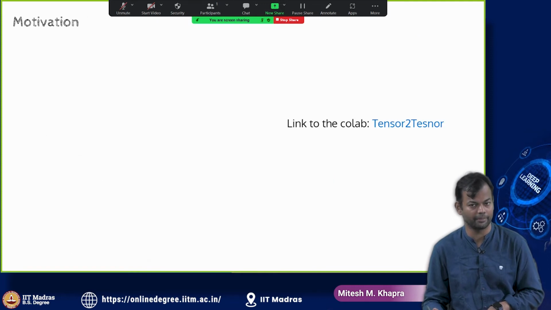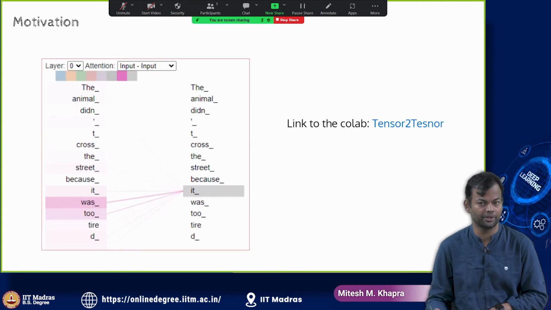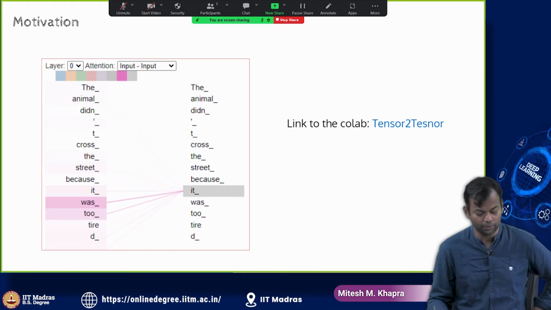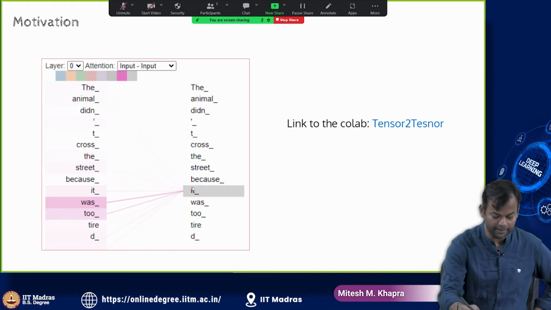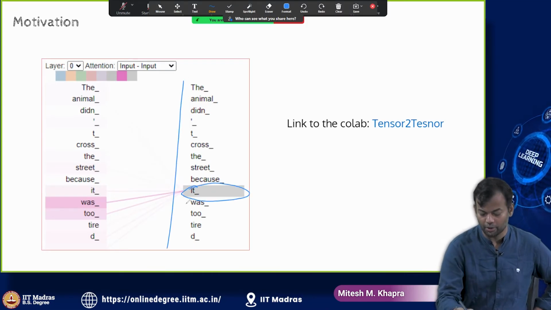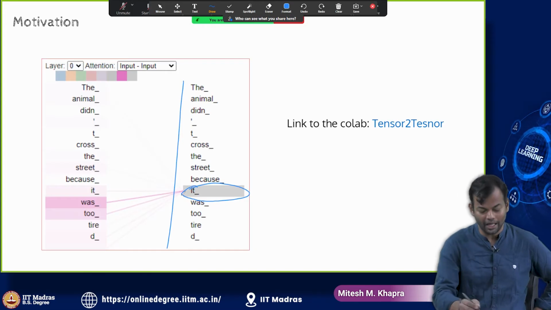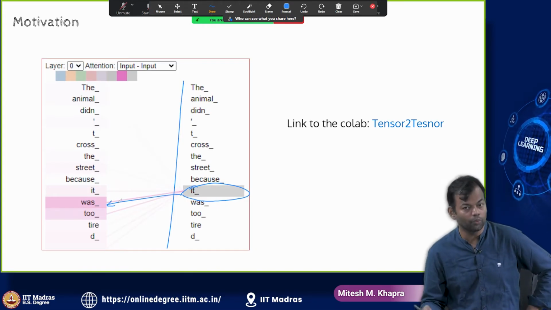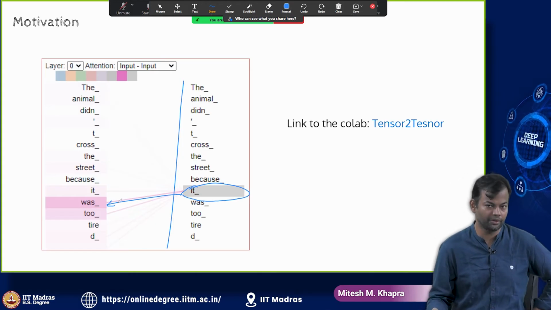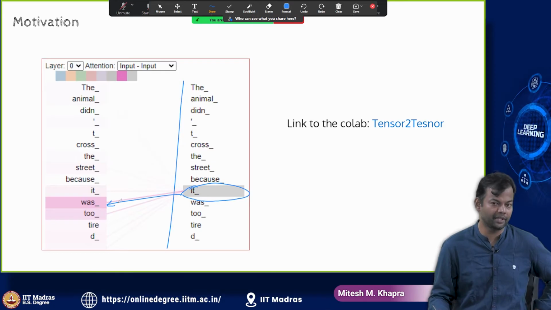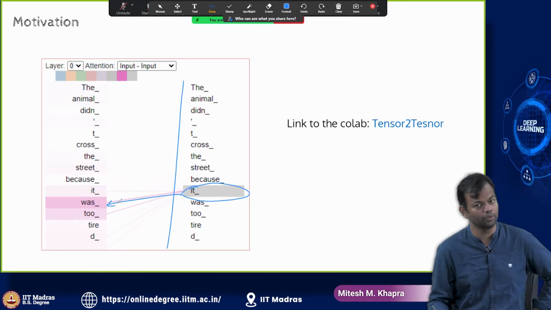And let's just look at it a bit more carefully. So here's an example: the animal didn't cross the street because it was too tired, right? I have the same copy of the sentence here, and now I'm trying to learn a contextual representation for it, and now I want to focus more on was, right? Because I want to know what is the subject of it. So it is the subject here, so I want to capture that information by paying more attention to was, right?